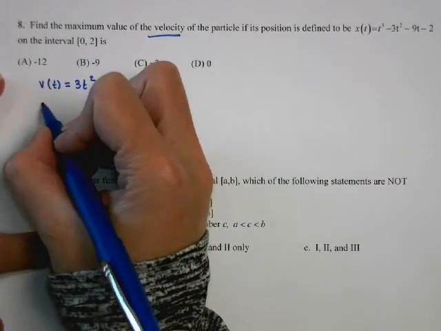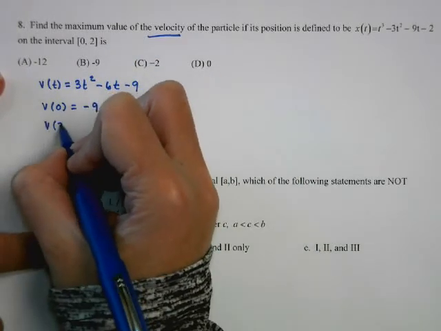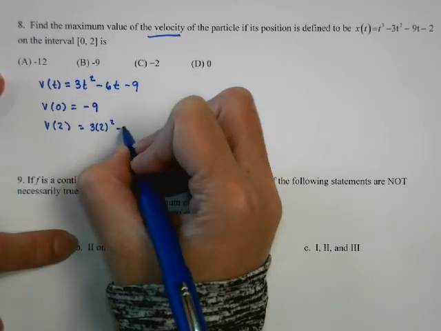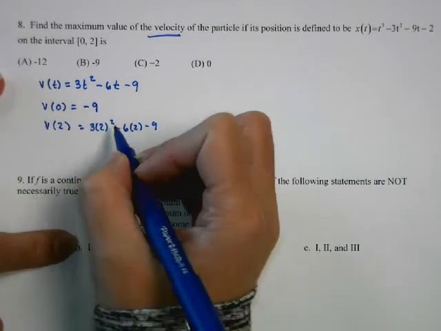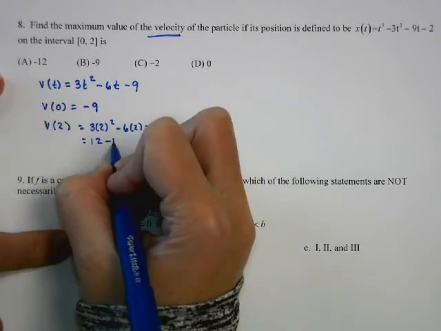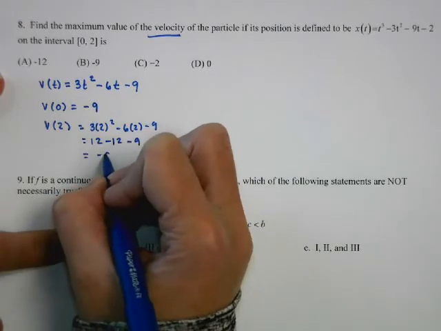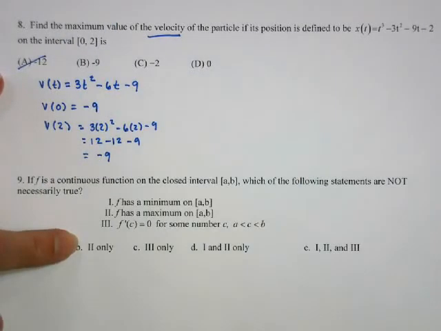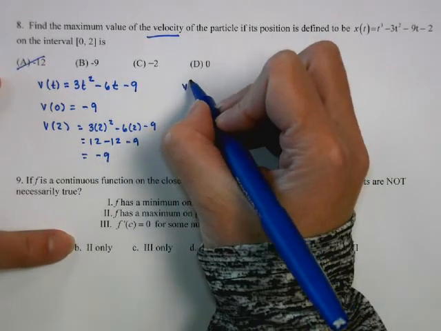So for our endpoints, v of 0 is going to be negative 9. V of 2 is going to be 3 times 2 squared minus 6 times 2 minus 9. So 3 times 2 squared is 12 minus 12 minus 9 is also negative 9. So we're looking for the maximum value. So negative 9 is a candidate, but now we're going to see, is there a bigger value that occurs at the critical points?